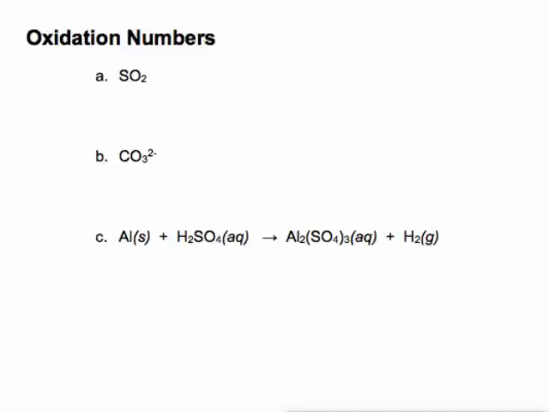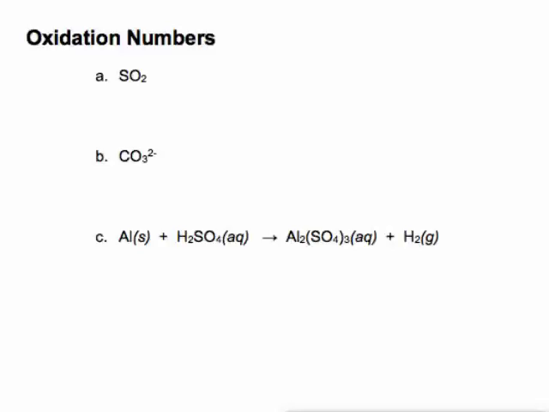Let's practice assigning oxidation numbers. In your course content, there are a lot of rules for doing this. The most important one is that oxygen is always going to have an oxidation number of -2, with the exception of peroxides, which you should not see.